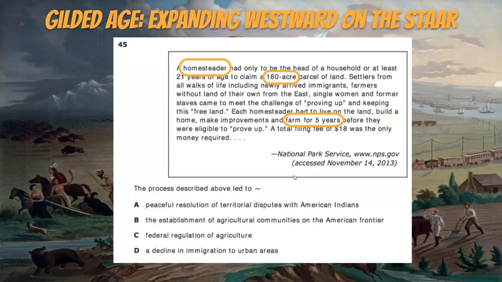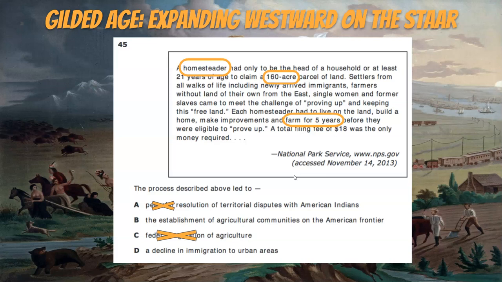Another test-taking strategy students learn is to eliminate answers, to identify phrases that make the answer incorrect. For example, answer choice A, a peaceful resolution between Americans and native population. We learn in class this was never peaceful. In answer choice C, students will learn that a key characteristic of the Gilded Age was a lack of government regulation, making C, federal regulation for agriculture, incorrect.